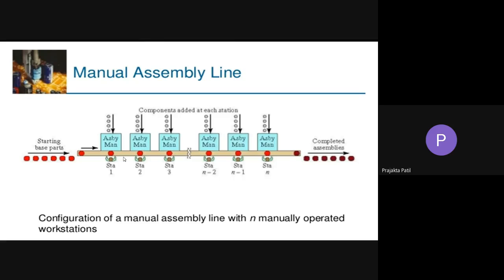A mechanized material transport system is typically used to move the base parts along the line as they are gradually transformed into final products. The production rate of an assembly line is determined by its slowest station. We know it is the bottleneck station that decides the production rate. Even if some station performs its task very fast, it is of no use, because the production rate depends on the bottleneck station, the station that takes the maximum time to complete its task. The complete production rate depends on that bottleneck station.